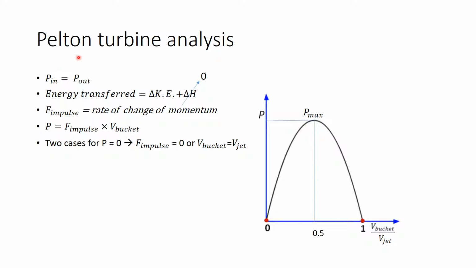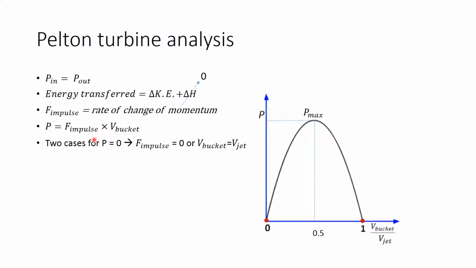Now coming to the Pelton wheel analysis, we can see that the energy transferred is based on purely kinetic energy, therefore it is called impulse turbine. From Newton's law, we can say that force of impulse is given by rate of change of momentum of the velocity jet of the water. The power extracted is the product of impulsive force and the velocity of the bucket.